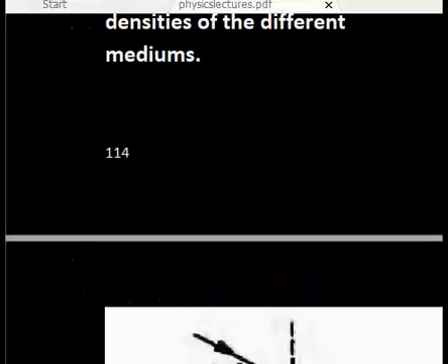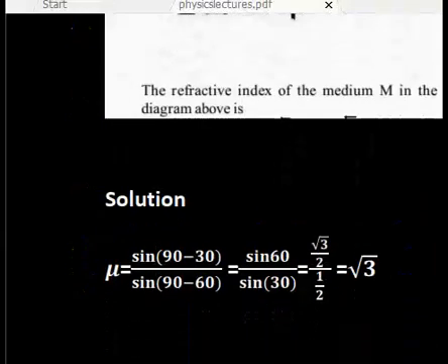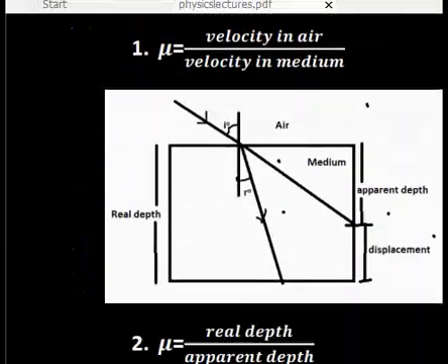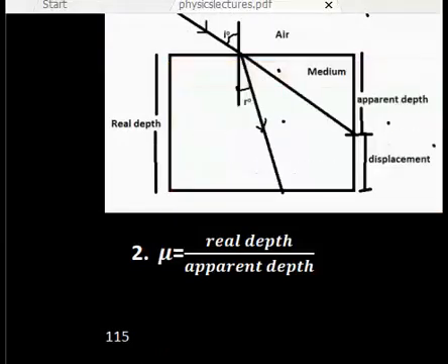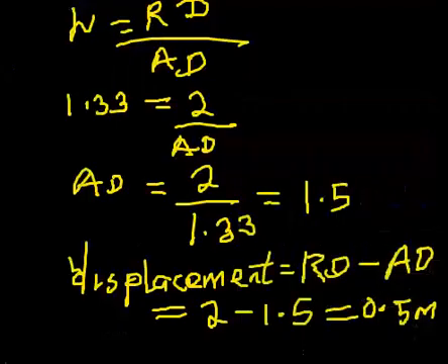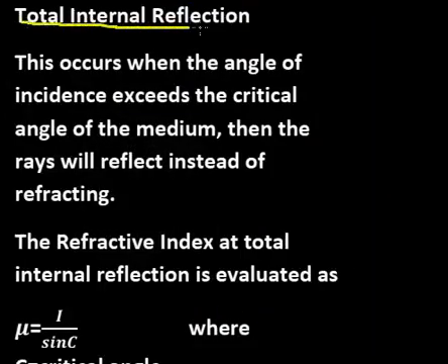So here now we're going to discuss total internal reflection of light. I'll bring it up to the screen. Here we go. Total internal reflection actually occurs when the angle of incidence exceeds the critical angle of a medium.